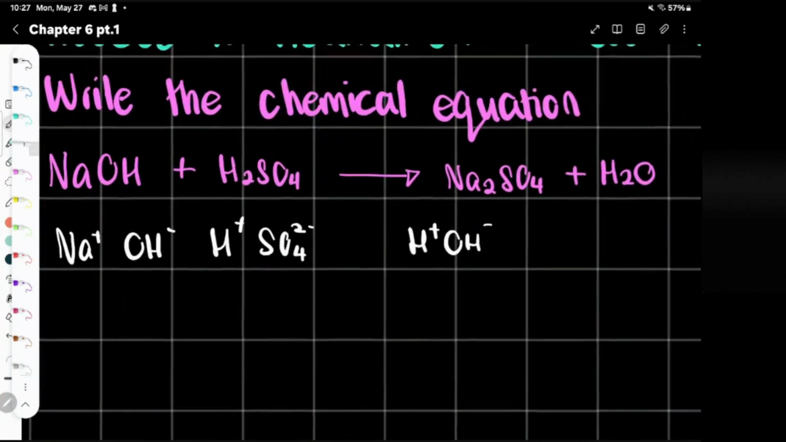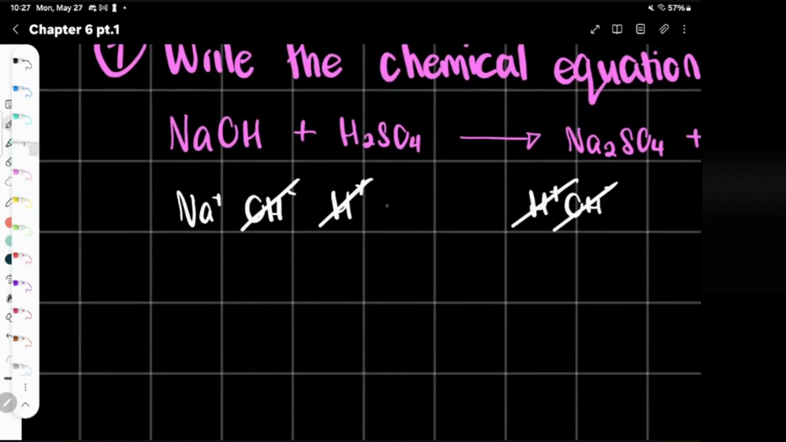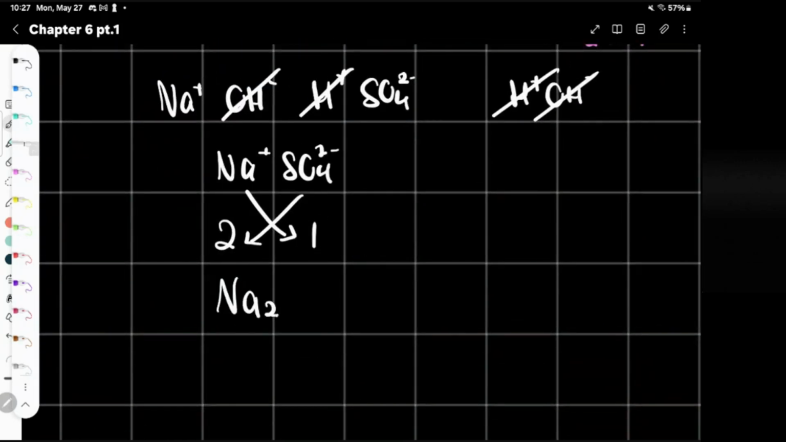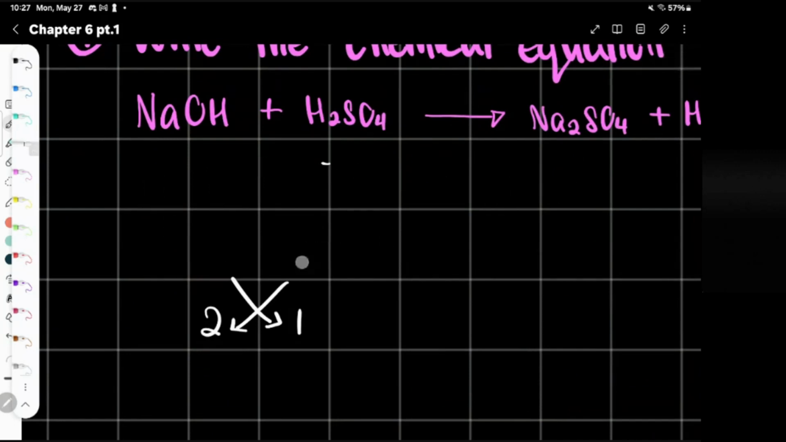So first of all, we can immediately cancel out the common ions, right? What are we left with? We are left with this and this. Of course, we can combine them. So we are left with Na plus and SO4 2 minus. We can crisscross: this you bring around the 2, this you bring down the 1. What you are left with? Na2SO4. Tada, this is the answer. Very simple actually. Just get used to it. Do more practice and then you will eventually know how to do the salt.